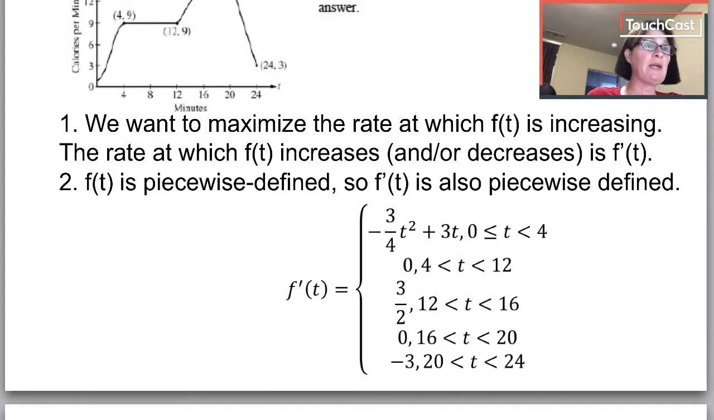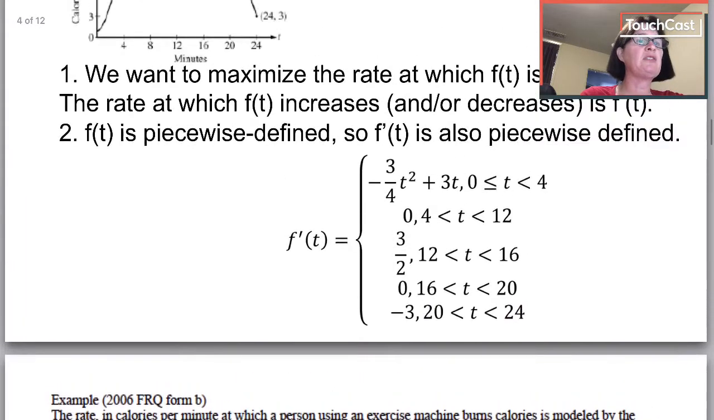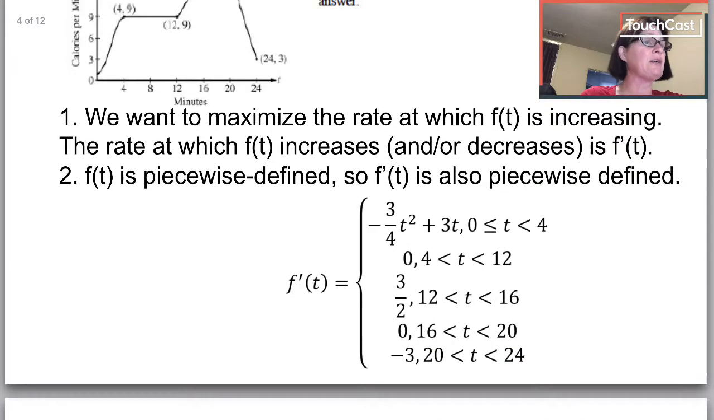So step 3 is to find the derivative of that function. So f prime is the one we want to optimize. So to find critical points, we're going to need f double prime. So take that last look at f prime. It has one piece. That first piece is polynomial. I'll be able to find its derivative by using the power rule. The rest of the pieces from time 0 to time 24 are all linear. So when I take their derivative, I'll have 0.